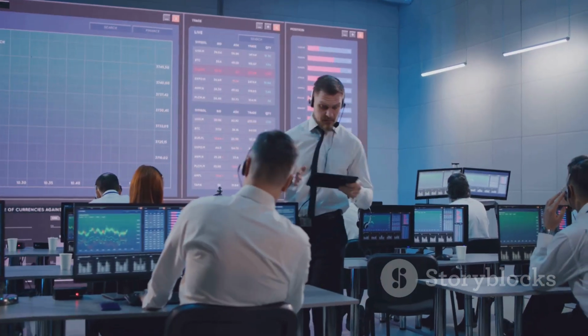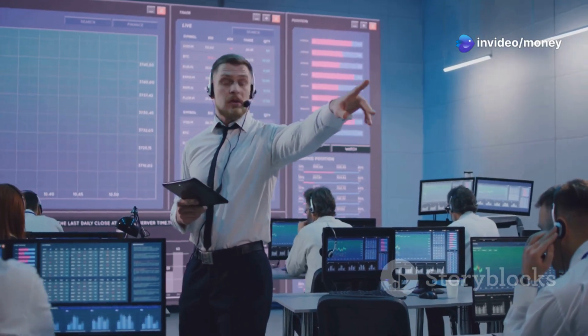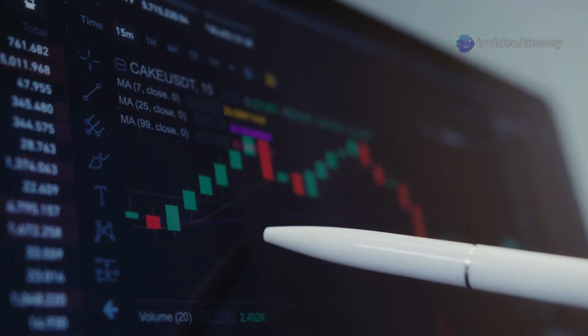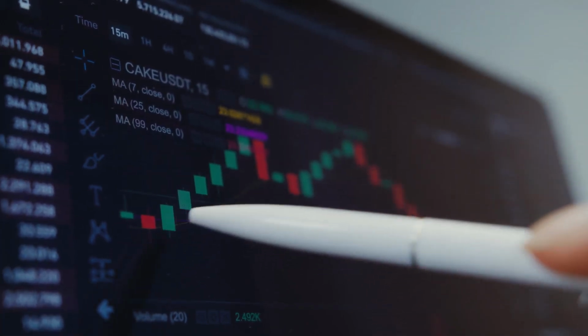Whether you're a seasoned trader or just starting, understanding Parabolic SAR can significantly enhance your trading decisions. This essay delves into the intricacies of Parabolic SAR, equipping you with the knowledge to navigate the markets more confidently.